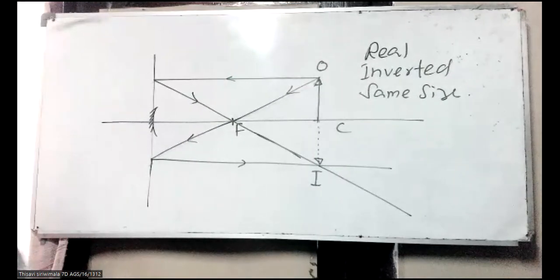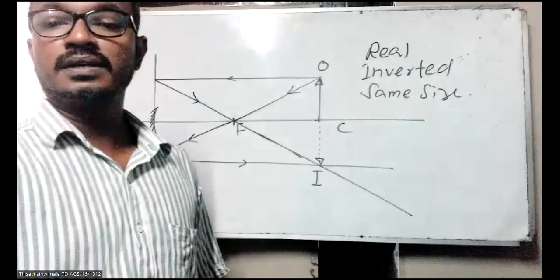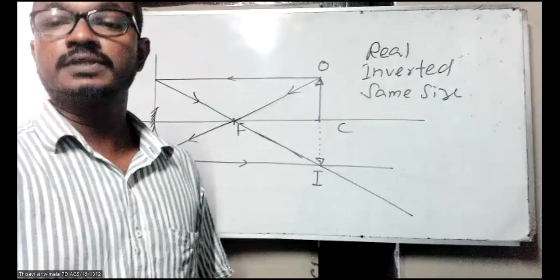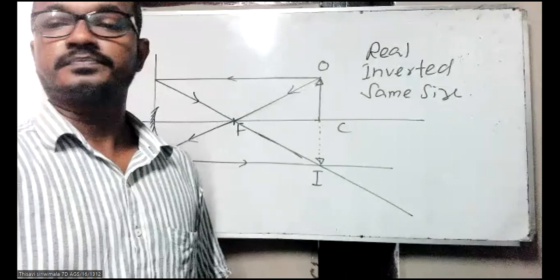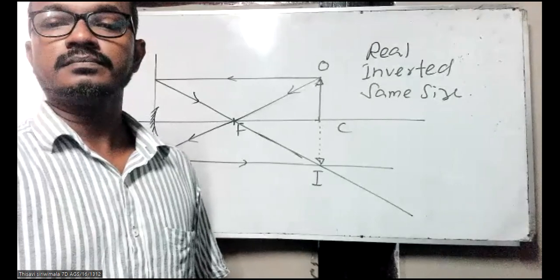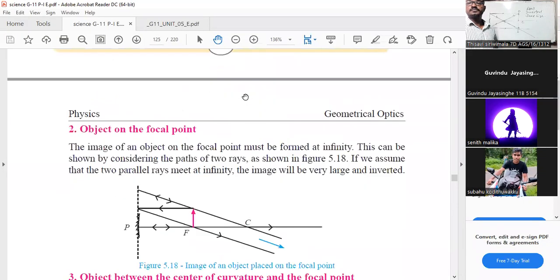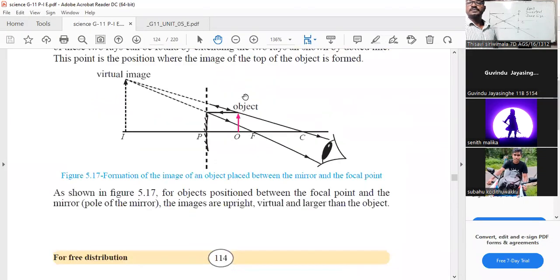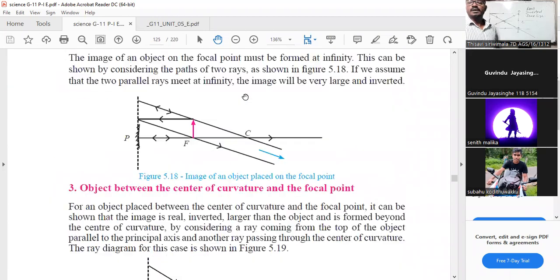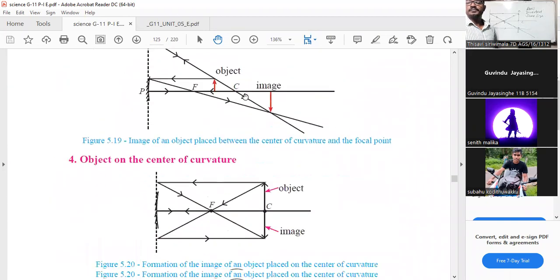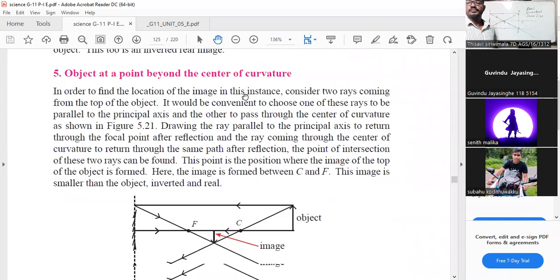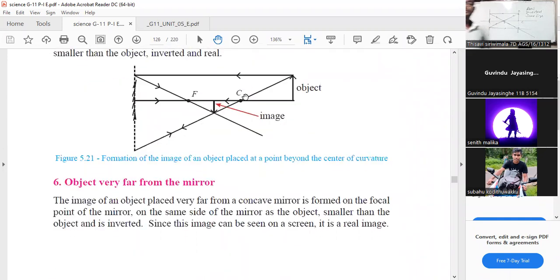Okay. So later then we go to the next one. So we'll see the fifth one. So the fifth one, okay, all right. See, the object is away from C.